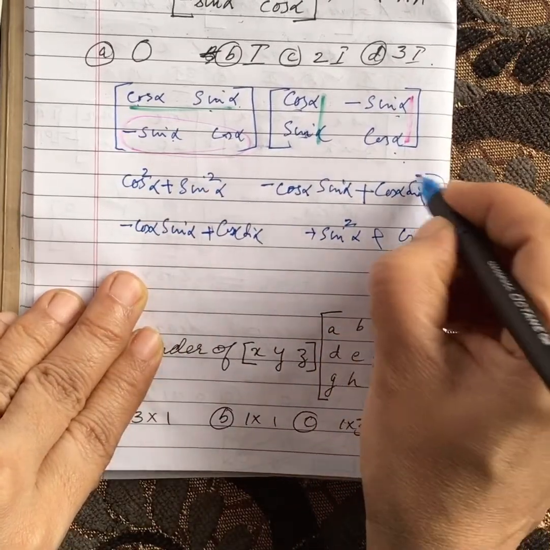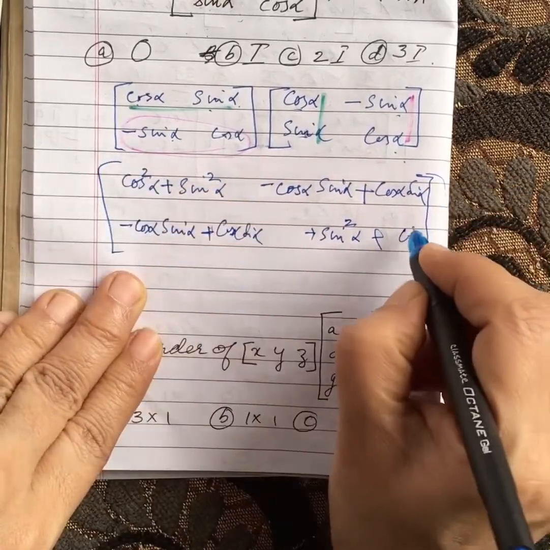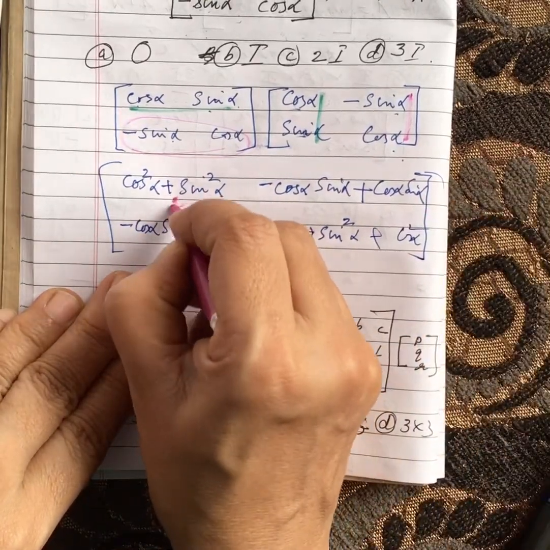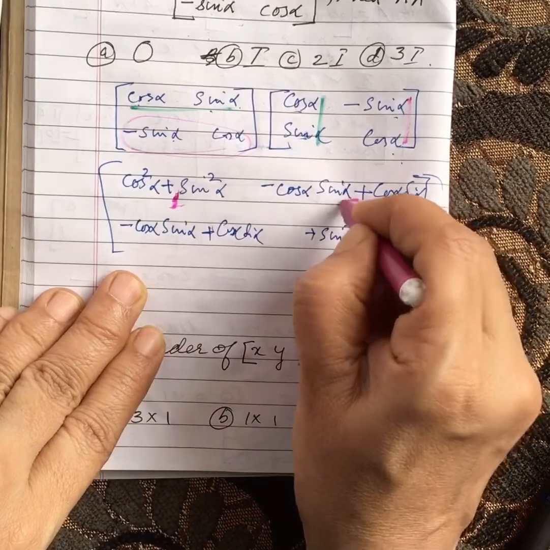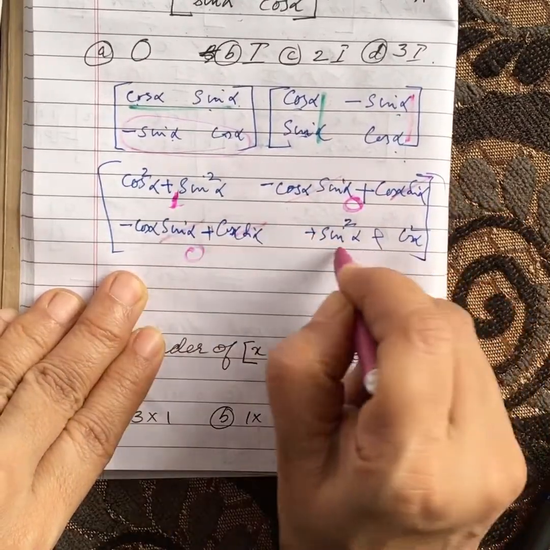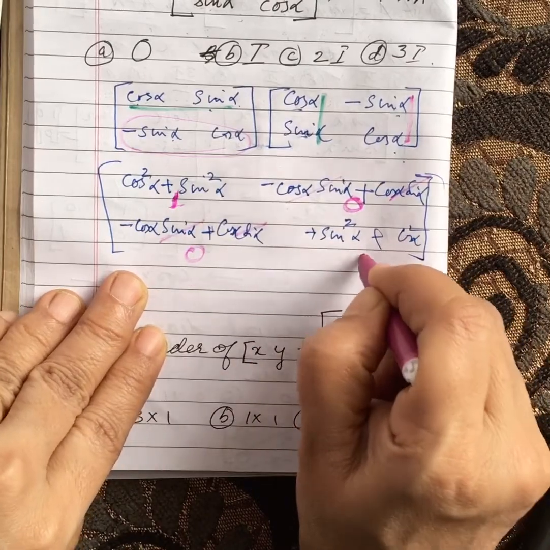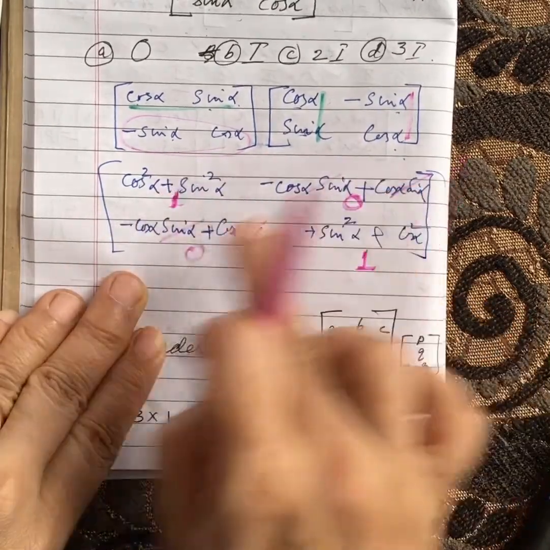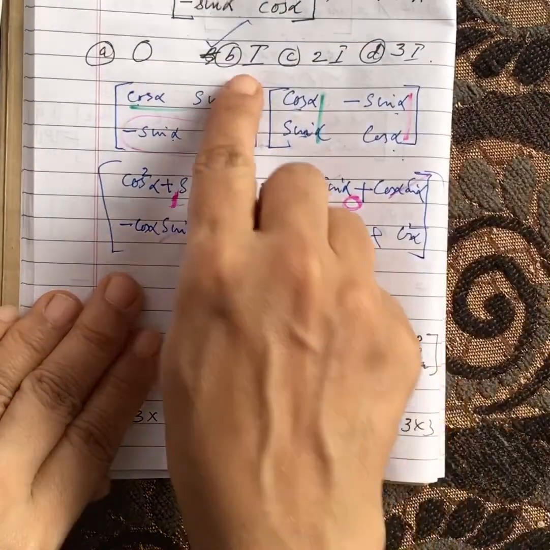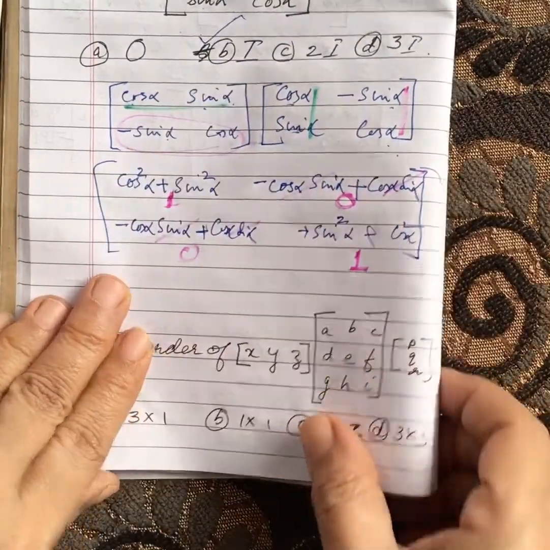You can see this. Here this value is 1, by using the identity. Here it is 0 because this term and this term get cut. Here it is 0 and this is the identity sin square alpha plus cos square alpha is 1. So 1, 0, 0, 1. It is nothing but the identity matrix, that is I.